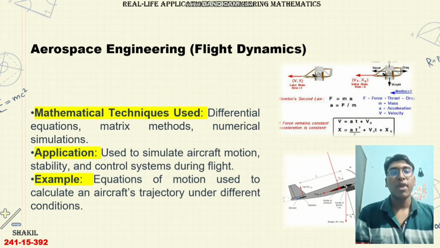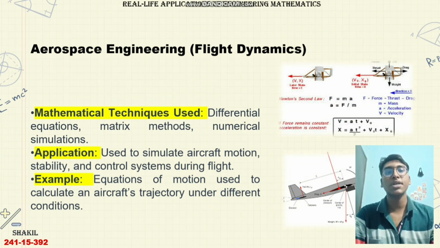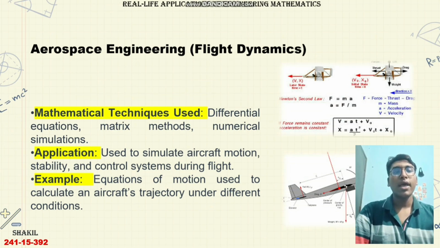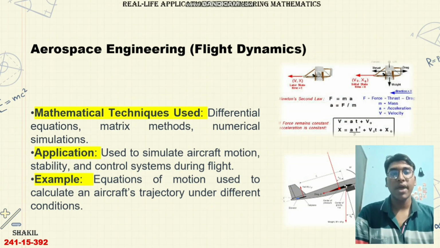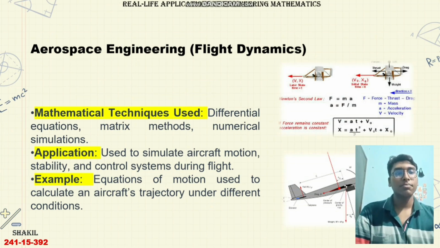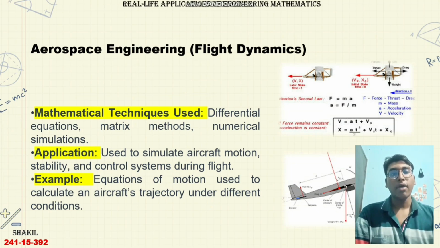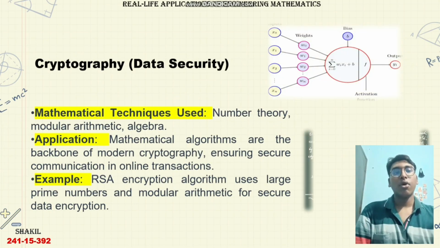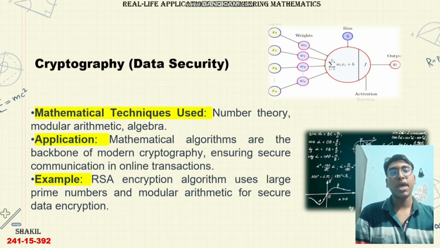Aerospace engineering, flight dynamics. In aerospace engineering, we use differential equations, matrix methods, and numerical simulations. These help us simulate aircraft motion and study stability and control systems during flight. Example: equations of motion are used to calculate an aircraft's trajectory under different flying conditions. According to Newton's second law, force equals mass times acceleration, F = ma.